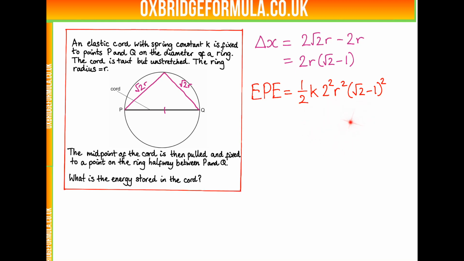And then square root of 2 minus 1, if you square it, you get 2 plus the 1, and then minus 2 root 2. So we get 2 from the 4 over 2, and then this is the 3, which is the square root of 2 squared plus 1 squared, which is 3. And then the third part, the 2 minus 2 root 2 here, and then k r squared. So this is our expression for the elastic potential energy.